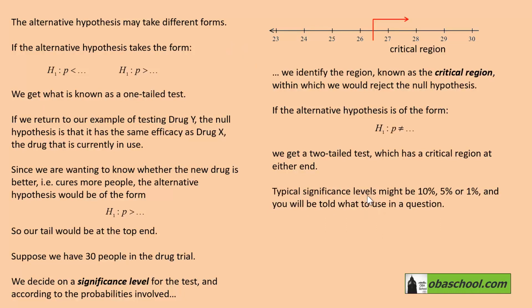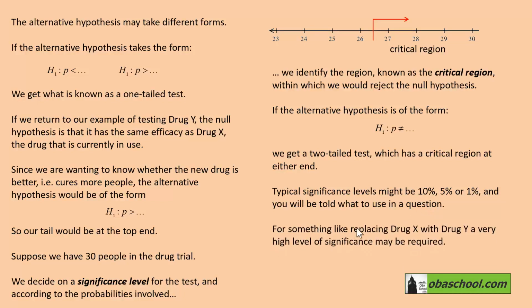Typical significance levels might be 10%, 5%, or 1%, and you will be told what to use in a question. For something like replacing drug X with drug Y, a very high level of significance may be required, and that's because of the cost involved with replacing an existing drug with a new drug. You really want to know that if you're going to that expense, that the new drug is going to be more effective.